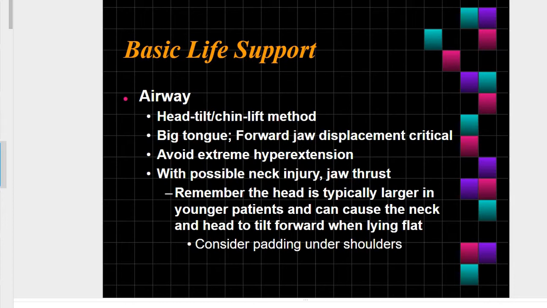With a possible neck injury, though, you may have to leave off the head tilt portion of the procedure and just do the jaw thrust or chin lift. And remember that the head is typically larger in pediatric patients, especially the smaller they get, and this will cause the neck and the head to flex forward when they're lying flat. That's why it's so important to consider padding up underneath the shoulders so that you can get everything in a neutral alignment, and that will open the airway as well.